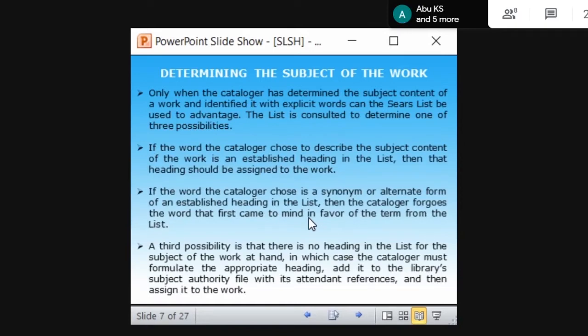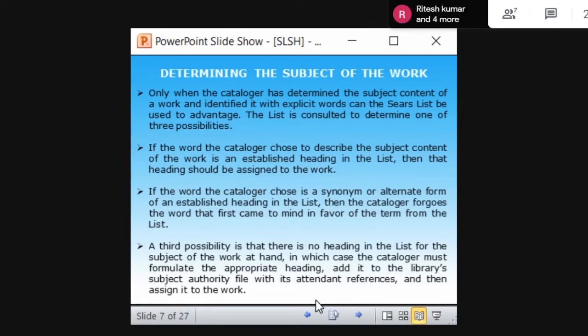Once the cataloger has determined the subject, whether it is a painter, a hummingbird, or whatever it may be, and once you have decided the subject content of the work and identified it with explicit visible words, you can use the SLSH. In both cases we have identified a subject: one is hummingbird, another is painters, right? So now we are going to make use of the list of subject headings to good effect.